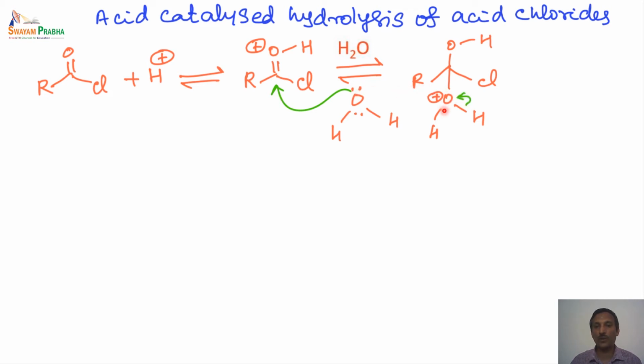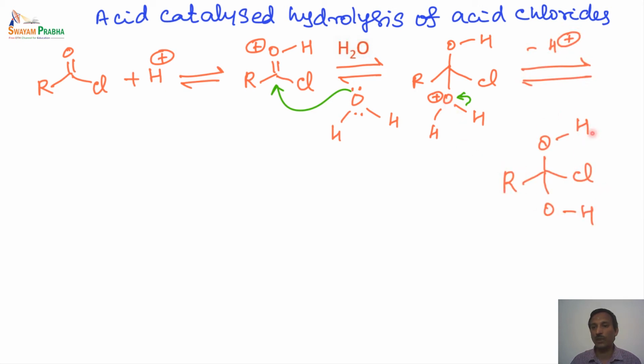So as usual, this OH bond is broken and the oxygen takes away the electrons, leading to the loss of H plus ion, which gives this particular intermediate. In this case, there are three electronegative elements present on this particular carbon, so that's why this is quite unstable. The oxygen-hydrogen bond is broken and this chlorine is lost, as we had seen in the previous case also. So this leads to the corresponding carboxylic acid.